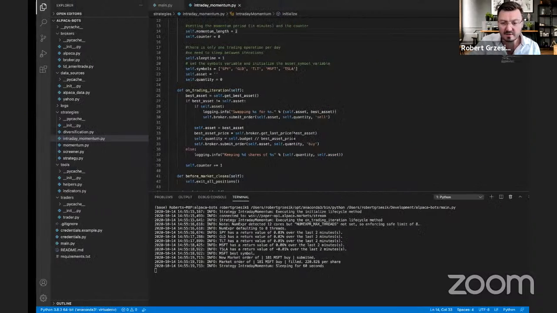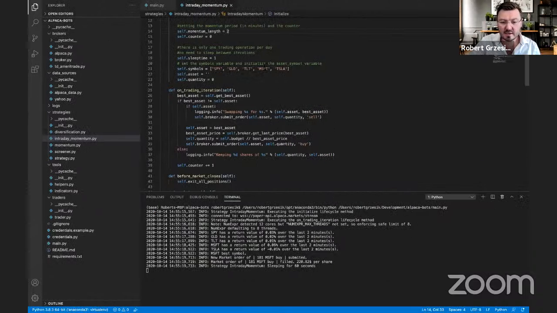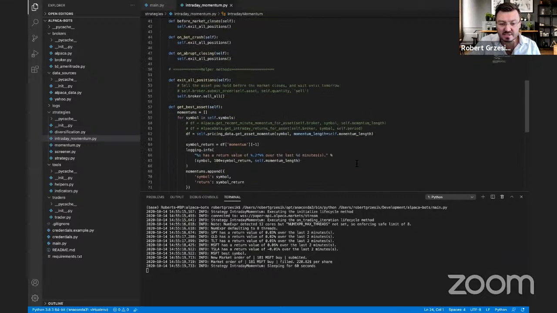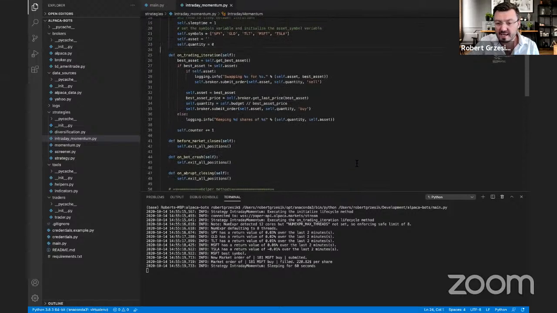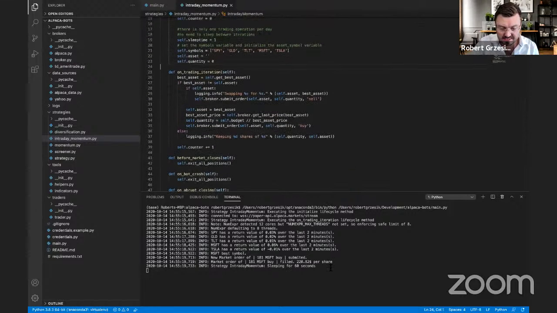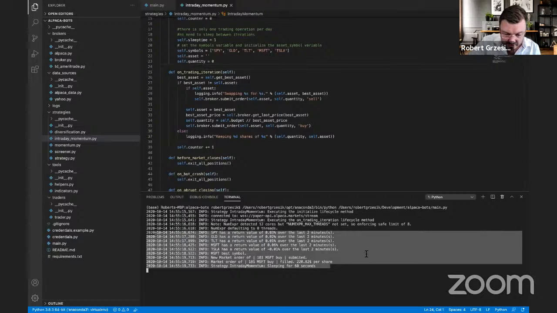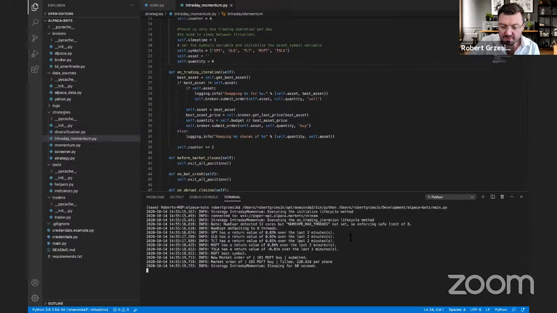Okay, and the way that it did it is it basically looked at these 5 different symbols: SPY, gold, TLT, Microsoft, and Tesla, and it calculates which one of them has the highest return, right? So it does this every minute, right? You see here, it does it every minute and checks over the past 2 minutes. Okay, so in this case, SPY had a return of 0.03, gold had a return of 0.02, Microsoft had a return of 0.06 over the past 2 minutes, right? And we're just buying the one that's doing the best, right? That's all we're doing, okay?